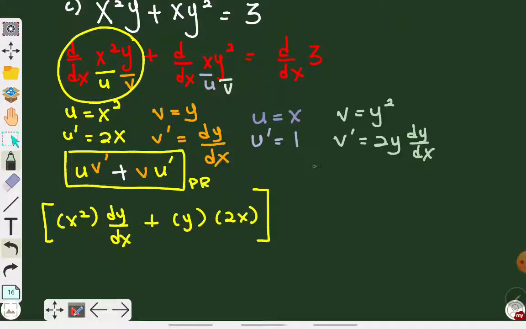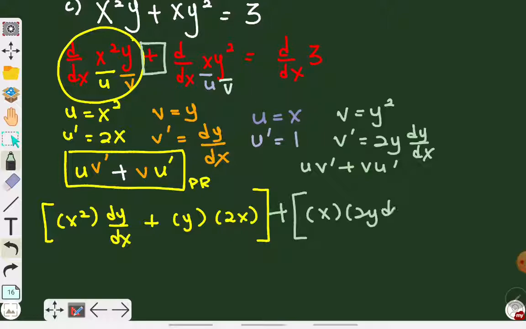Next, we have the formula. This must be u v prime plus v u prime. The relationship in between is positive, so you put down a positive. Let's slot in and substitute all these u and v primes. So you have u, which is x, times v prime, which is 2y dy dx, plus v, which is y squared, times u prime, which equals 1.